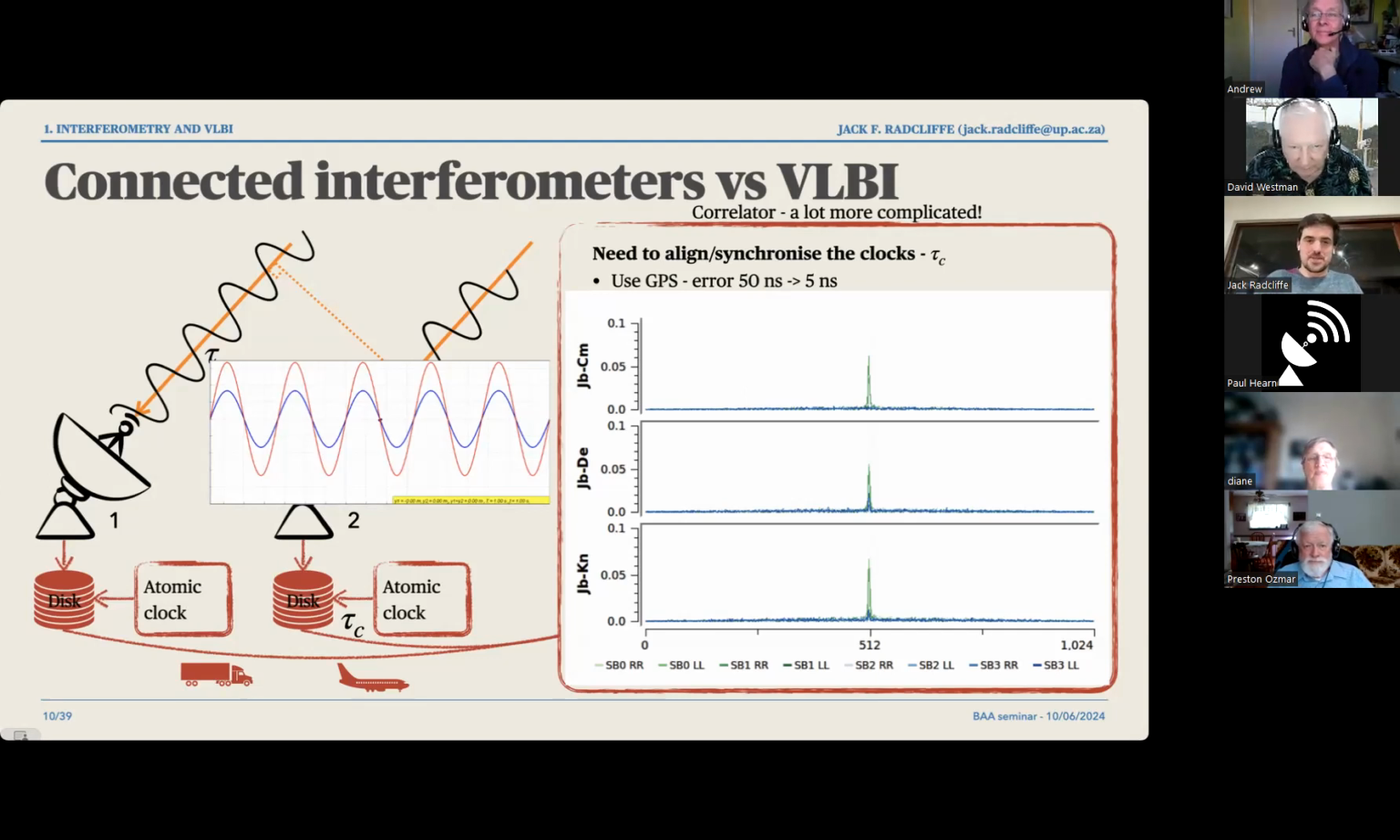So this is our difference between our connected interferometers and VLBI, basically. It's just the fact that they're separated. And we have to do some more careful bookkeeping, is the best way to describe it, and modeling for us to be able to get a signal at the end.